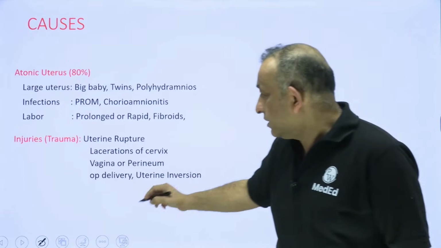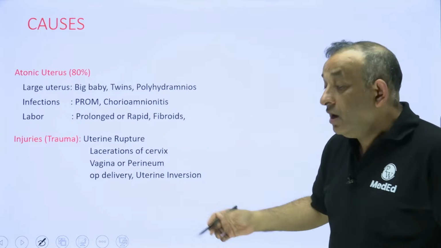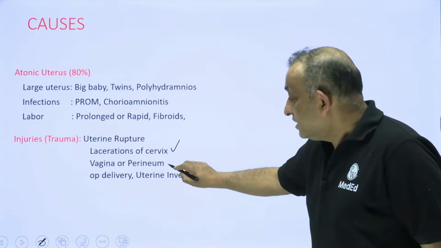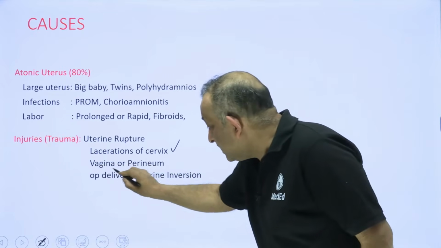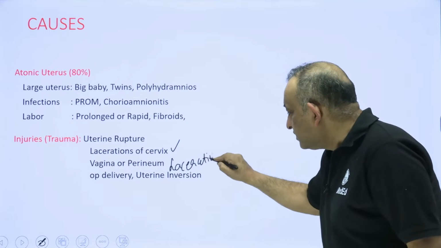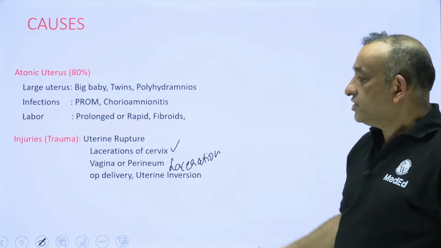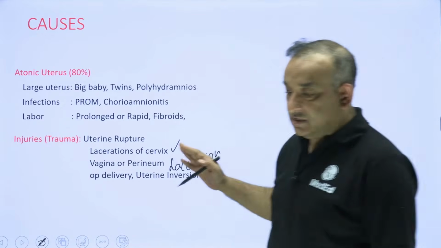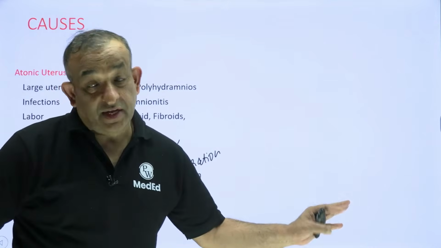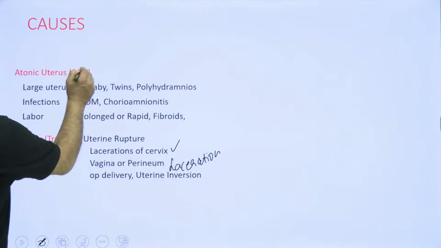Then injuries can cause it. Uterine rupture can happen because of, let's say, previous cesarean, or in a multigravida. Laceration of cervix, vaginal and perineal lacerations, I'm talking injuries, operative deliveries, uterine inversion, all these are known as the traumas which can cause PPH. So bleeding from any part of the genital tract, remember I told you that, don't forget that part. Atonic uterus is the most common cause.